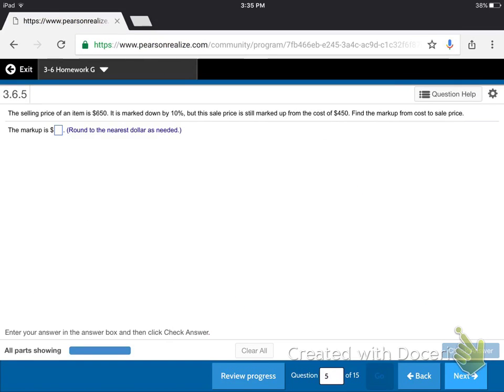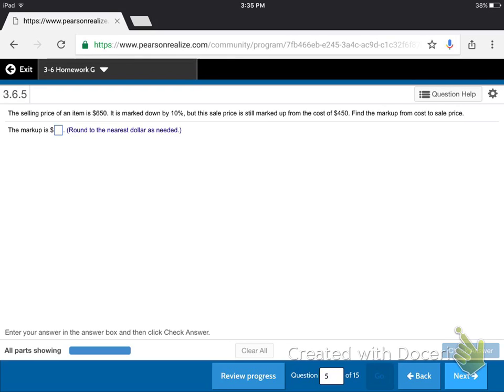Okay, the last one, this one has a couple of moving parts, so just follow me along on this. The selling price of an item is $650. It's marked down by 10%, but the sales price is still marked up from the cost of $450. Find the markup from cost to sales price.